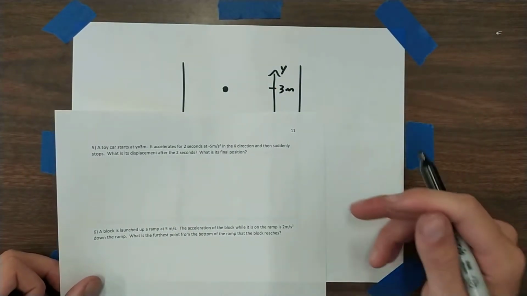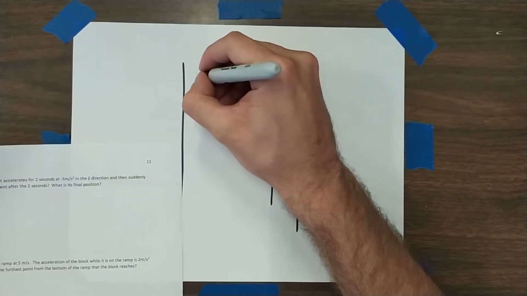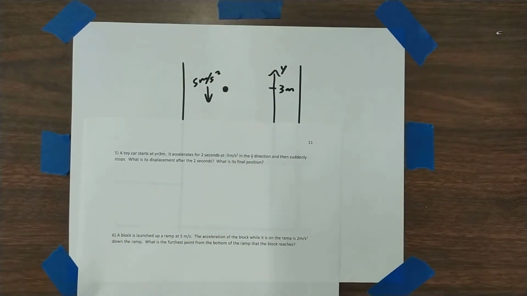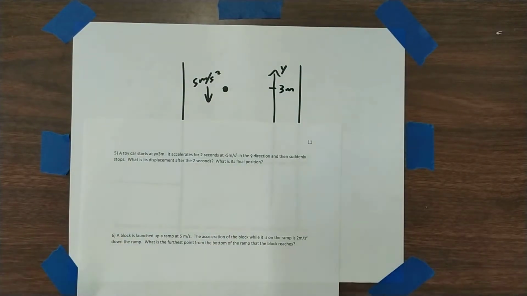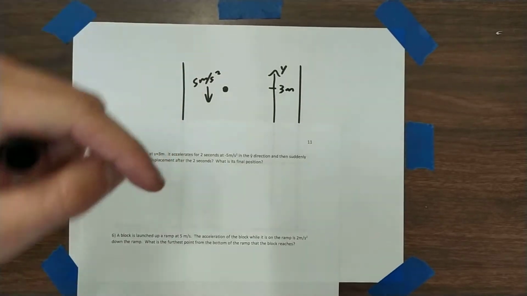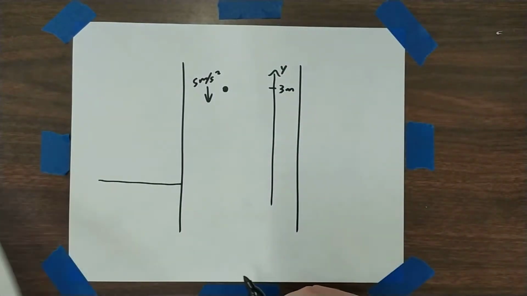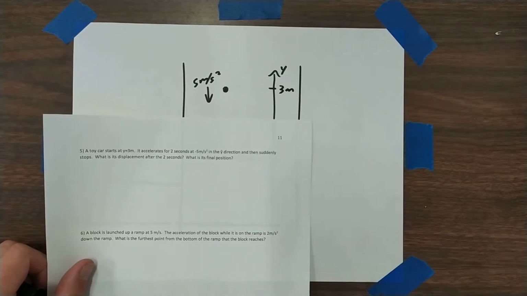All right. It accelerates for 2 seconds at negative 5 meters per second squared, so I'll draw just that acceleration with the direction, 5 meters per second squared. I'm drawing it that direction because it says negative 5 meters per second squared. We did this a little bit with the walking activity and with the graphing displacements: if we've got a negative direction on our speed or acceleration, that means it's pointing in the direction opposite the axis. So this would be the positive direction, that's the negative direction. Okay, and it's going to go for 2 seconds and then suddenly stops. What is its displacement after the 2 seconds?